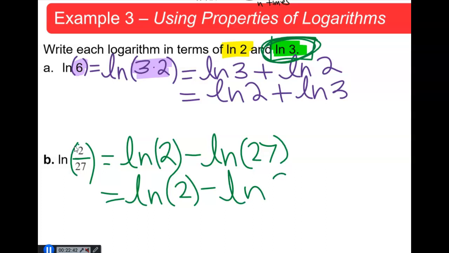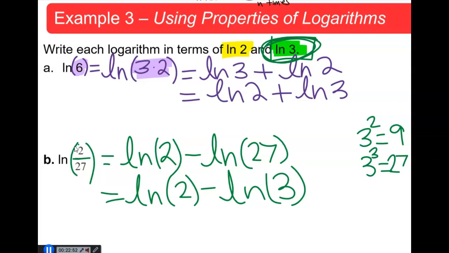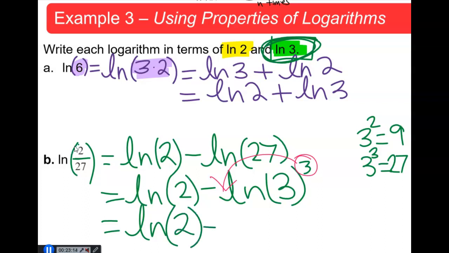So if you think about it, 3 to the power 2 is 9. And if you multiply by 3 again, you will get 27. So 3 to the power 3 is 27. So I'm going to change that. And now what I want to do is use the power property, and I'm going to bring that to the front. So the little 3 goes from being the exponent to being the coefficient of natural log of 3.